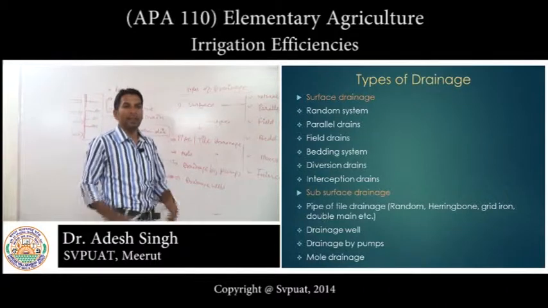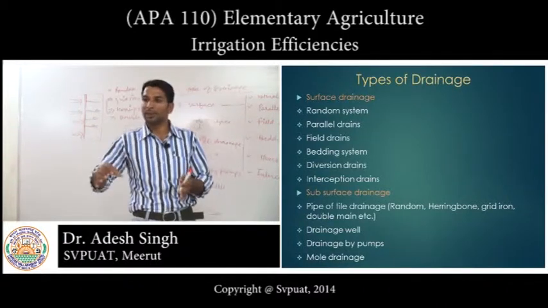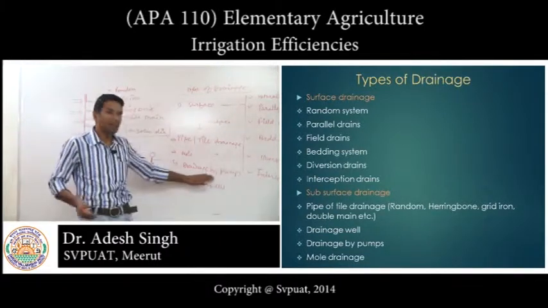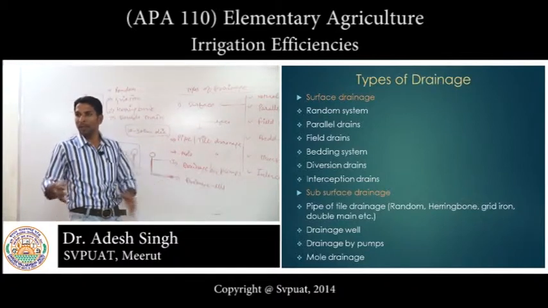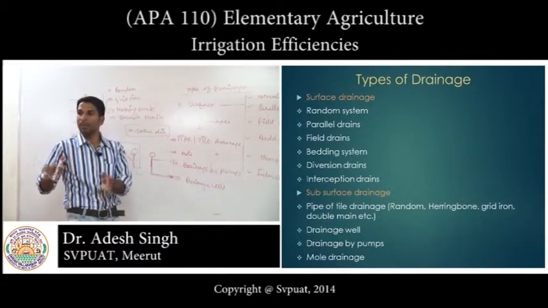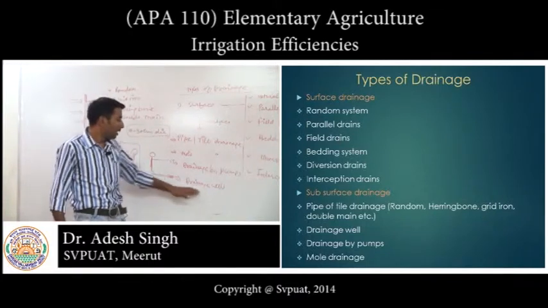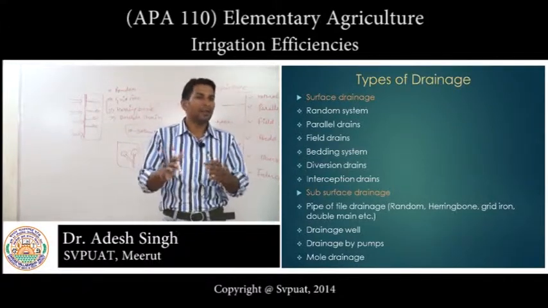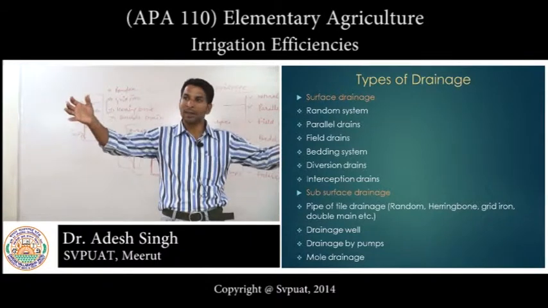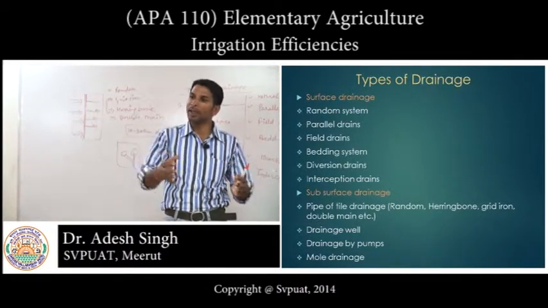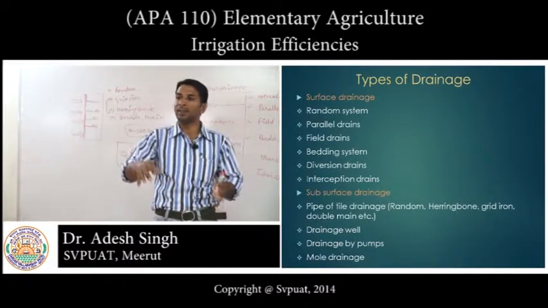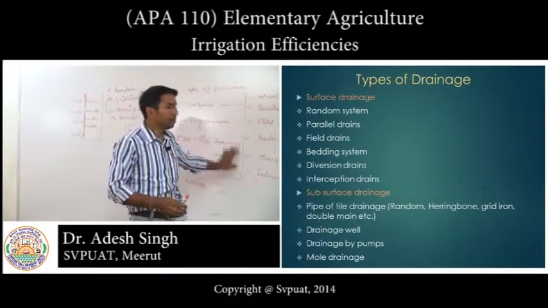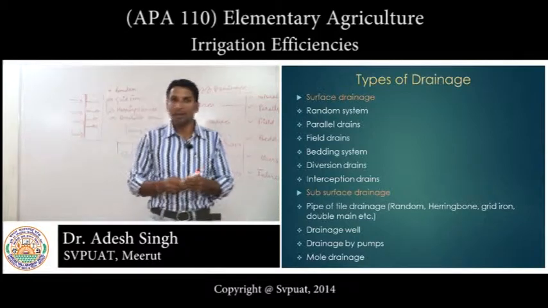The drainage pump is simply whatever water is present in the subsurface layer, it can be pumped out with the help of pumps. Drainage by pump means a pump is used for sucking the water which is present in the subsoil. And drainage well, simply construction of a well, because if a well is constructed and doesn't have lining, whatever water is collected from nearby areas should be collected in the well, and the water from the well is further used for irrigation purposes. So this is all about irrigation and drainage.